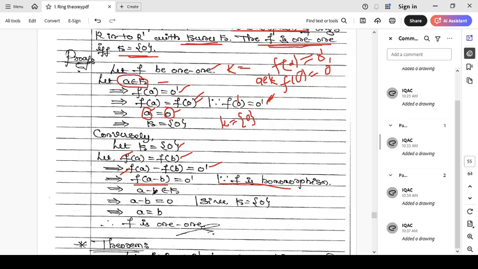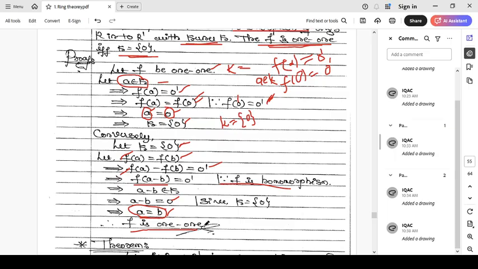So a - b belongs to K, and K is what we have taken as 0, a single element. So a - b = 0, I have written. Therefore I can write a = b. So a = b according to the definition of one-one, every element of set A is mapped with every element of set B. So therefore f is one-one, I can say that.